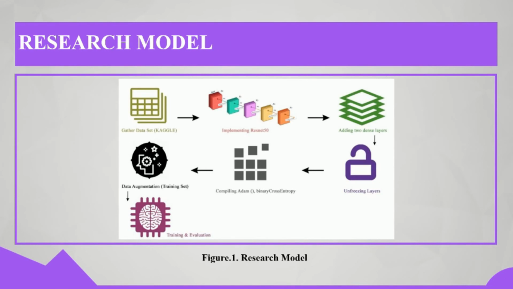Okay, so this is our research model, in which we have defined the flow of our model and how we have created our machine learning model. First of all, we gathered our dataset from Kaggle. Then we implemented a pre-trained model called ResNet. Then we added two dense layers, and then we froze them. After that, we compiled with Adam and binary cross-entropy, and then we applied data augmentation. And in the final phase, we did training and evaluation.